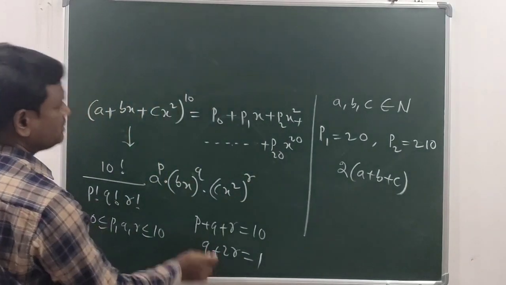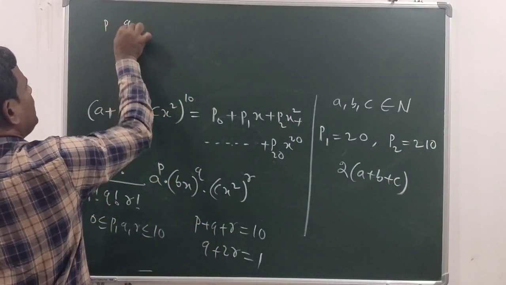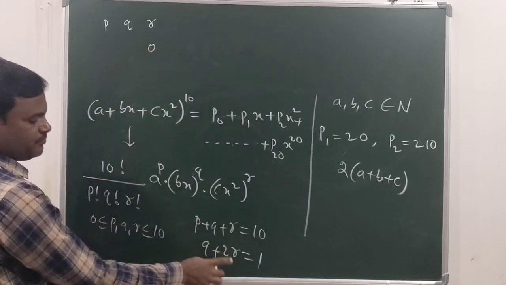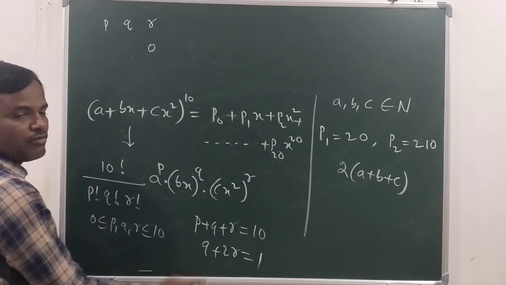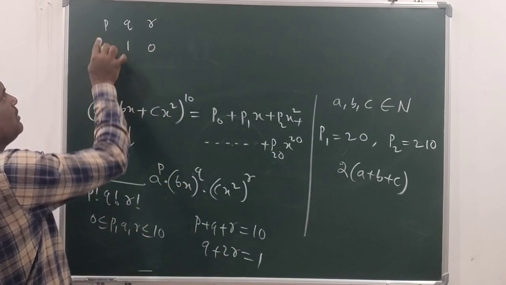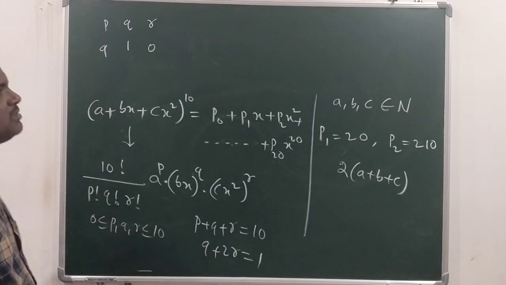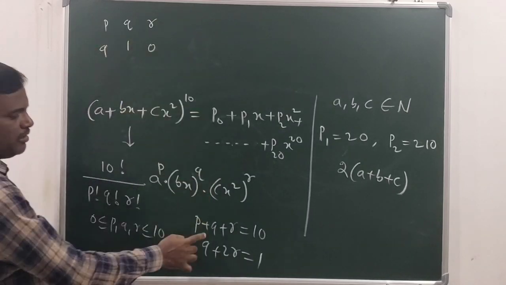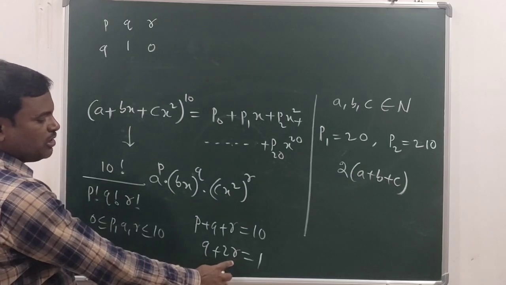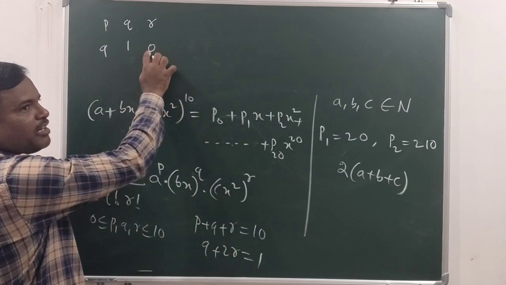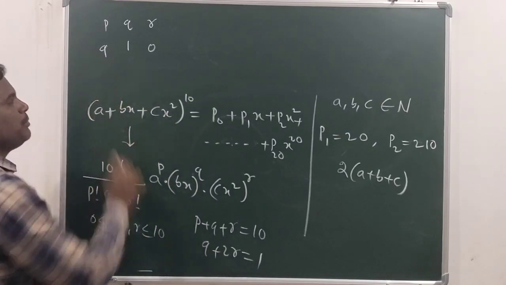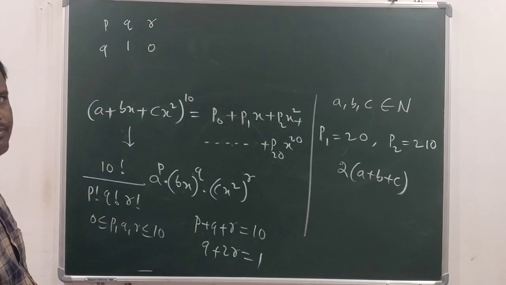Now take this relation p, q, r. So if I write here r = 0, what is the possible value for Q? 1. If Q is 1, then P would be 9, because the sum of these three should be equal to 10. So, can I assign R equal to 0? Yes, I can. If I write R equal to 0, then the rest Q value will be 1. If Q is 1, P will be 9.